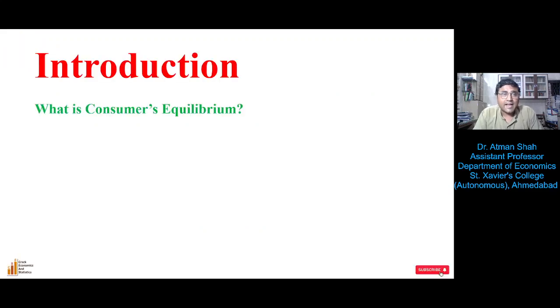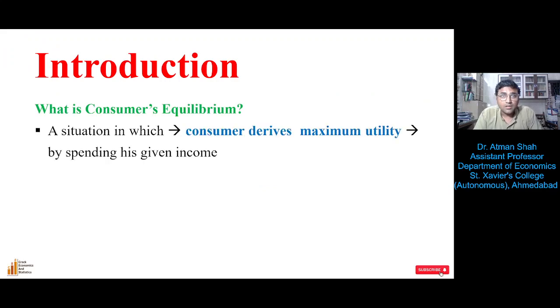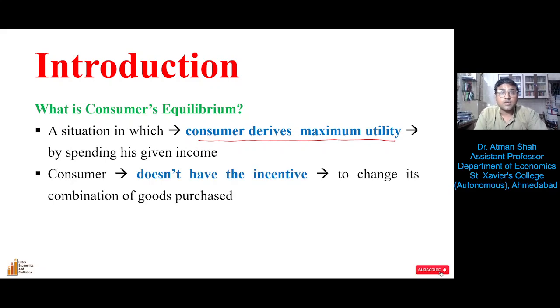So let's begin with the idea of equilibrium. What do we mean by consumers' equilibrium? Consumer's equilibrium is a situation where the consumer derives maximum utility by spending the consumer's entire income, and therefore the consumer does not have any incentive to change its consumption of goods purchased.